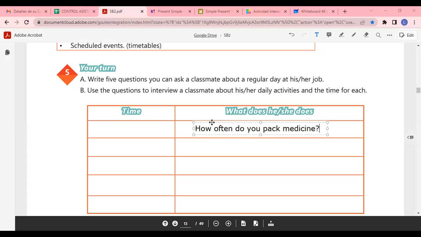Como dice que tienen que ser relacionados con el trabajo. Yes, mister. Yes. Related to the job. To your job, okay, usted. Esa sería la mía. Okay, but you have to write three, mister. You have to write three questions. Escríbelas porque después las vas a preguntar a tus compañeros y debes de escribir las respuestas as well. También, okay. So, yeah. Teacher, vender medicamentos sería sell medicine. Yes, very good. Okay.